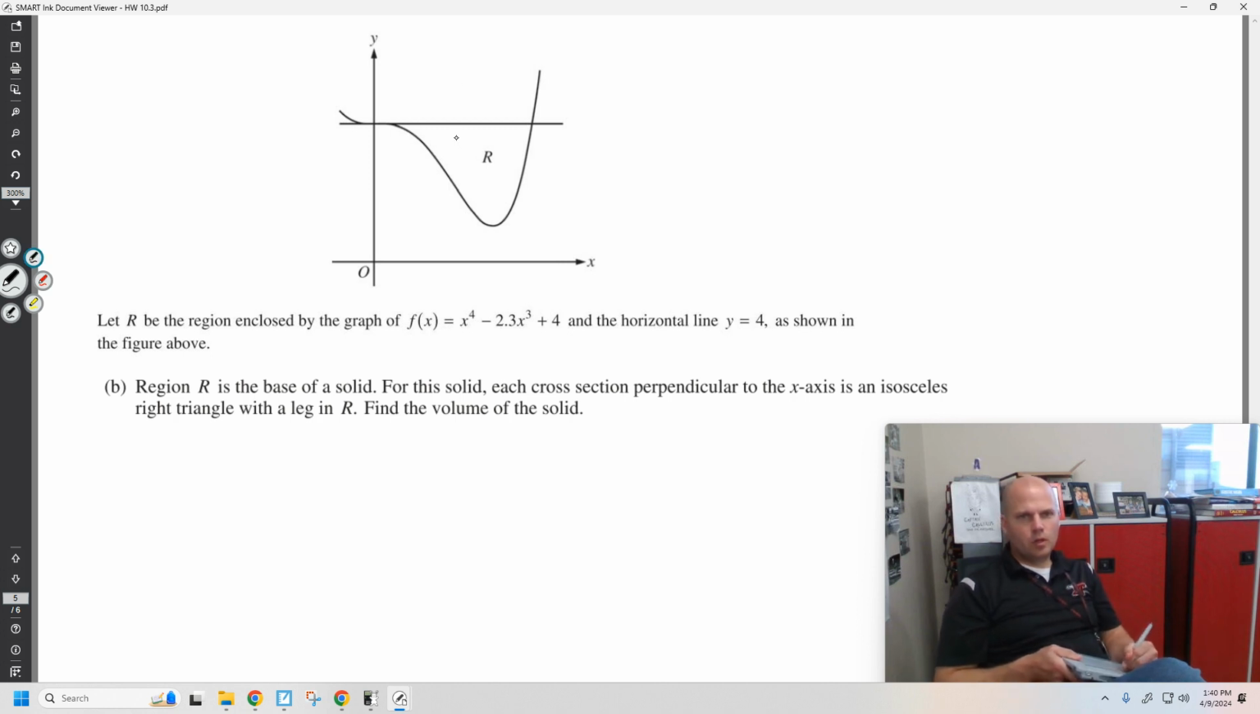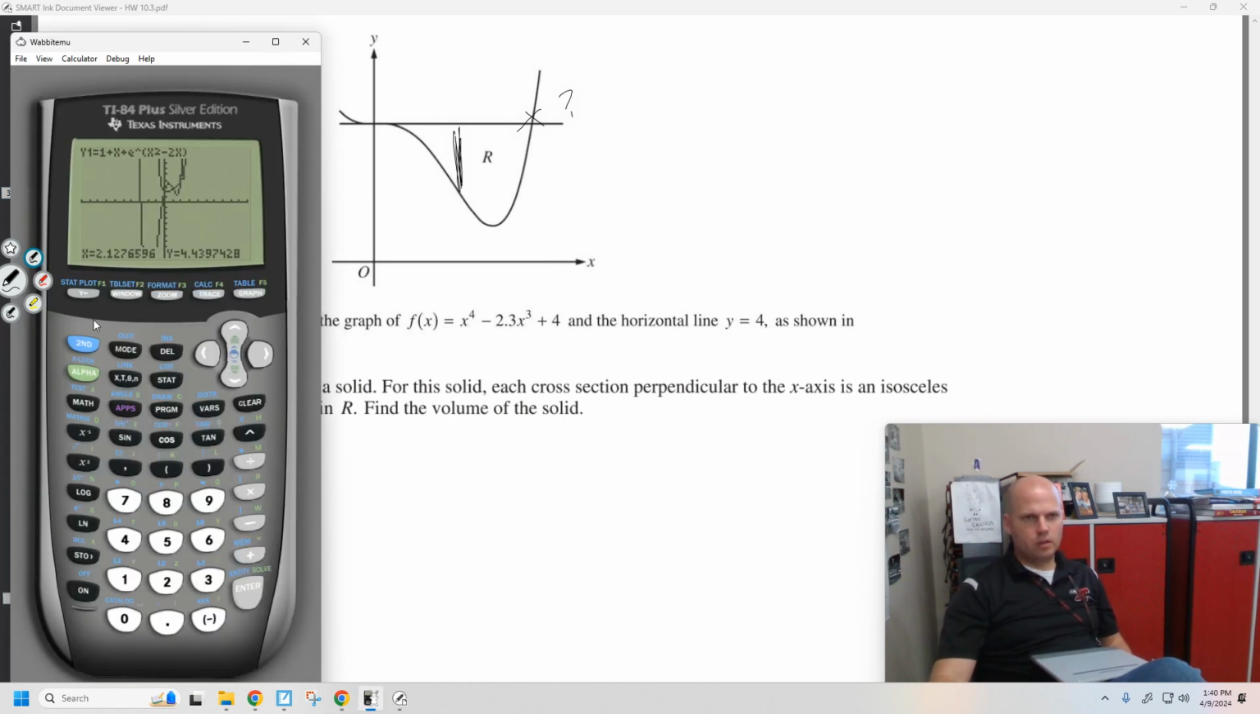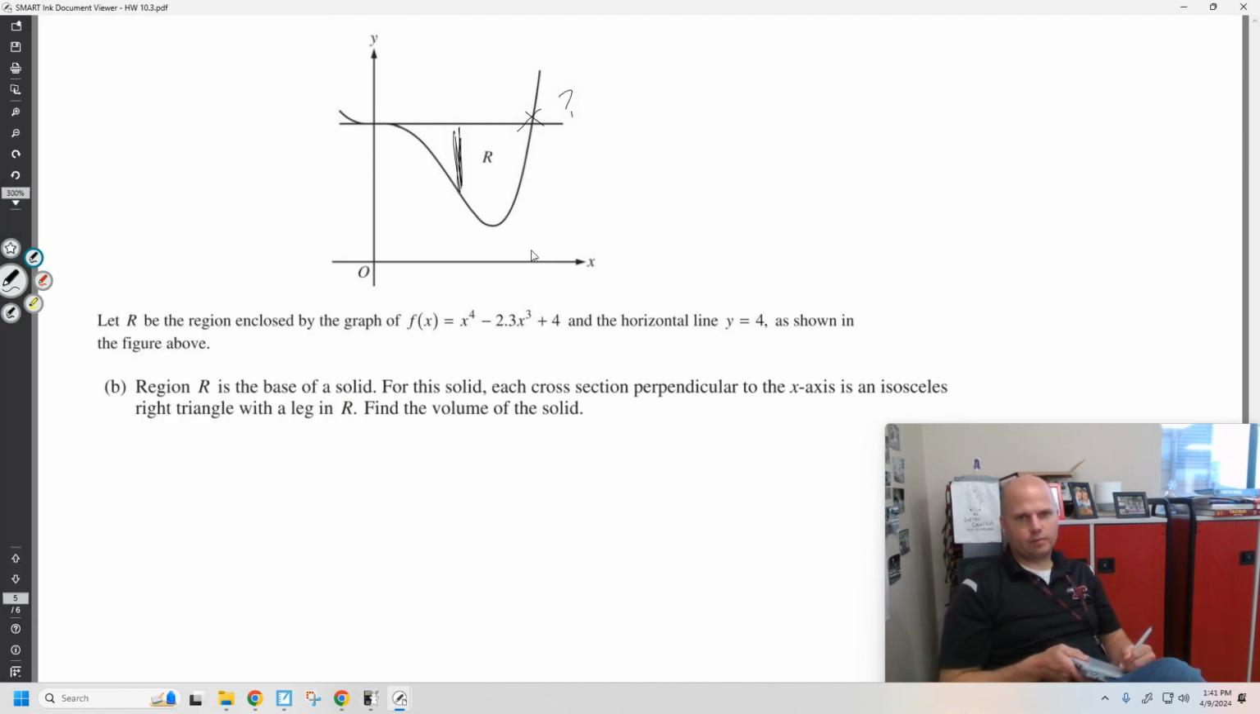Same deal here. Perpendicular x-axis, but we need to find the intersection. So these questions are not tricky. They're just making sure we can find intersections. 2.3. That's really nice. Okay, we're going to sum up from an x equals left to an x equals right.